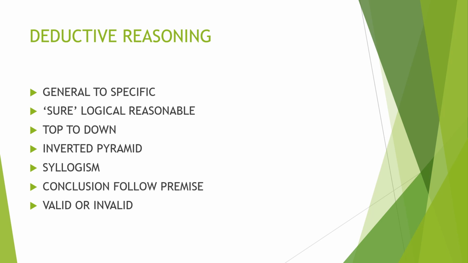Conclusion follows premises. It's a specialty of deductive reasoning. What the premise said is followed by the conclusion. Then valid or invalid also comes under the deductive type of reasoning. So these are the things we have to know about logical reasoning. So in mathematical reasoning, verbal is there, non-verbal is there, and logical reasoning is there.